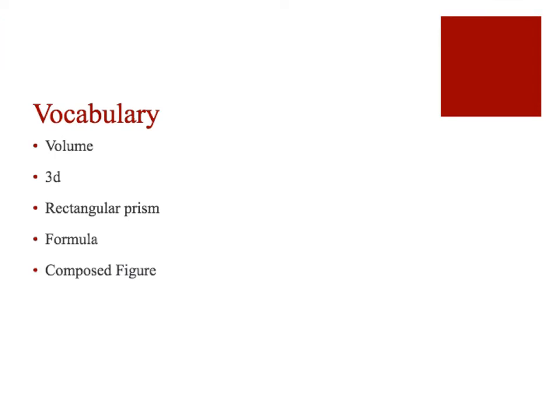First of all, we have volume. Volume is the amount of space that something takes up inside of an object. We find volume with 3D objects with 3 dimensions. Usually those dimensions are length, width, and height. Rectangular prisms is mainly what we work with. We know the formula for volume is length times width times height.